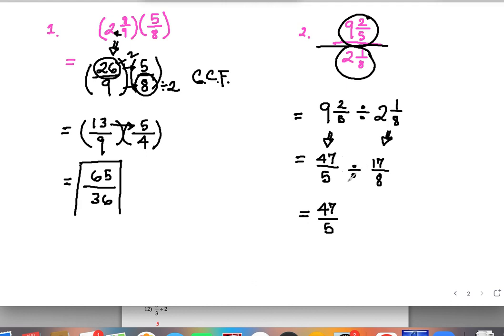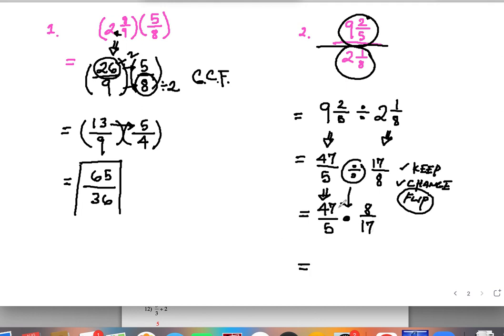The operation is division. So you need to remember that you want to do keep, change, flip. So this stays the same. That's the keep. Keep this the same, 47 over 5. Change the division to multiplication. That's the change. So I kept this, I changed the division to multiplication. And then I flip the third one. So instead of 17 over 8, it becomes 8 over 17.